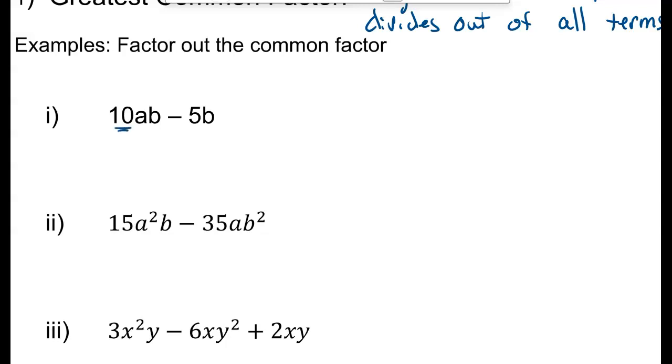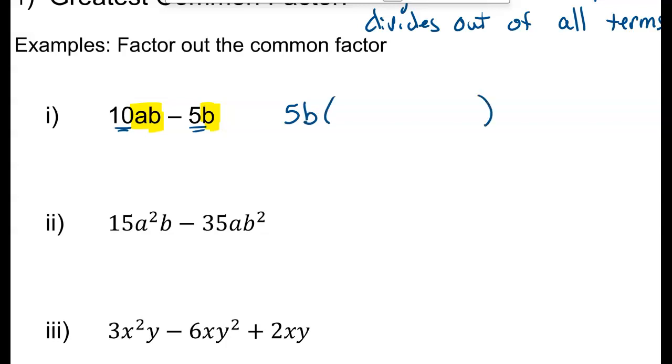Is there something that can divide out of both 10 and 5? What's the largest one? 5. Okay, awesome. Now I also have to look at the variables in my two terms. I have 10ab and 5b. Then you ask yourself again, is there any variable that I can divide out of both terms? Which one can come out of both? b. So we take a b out.